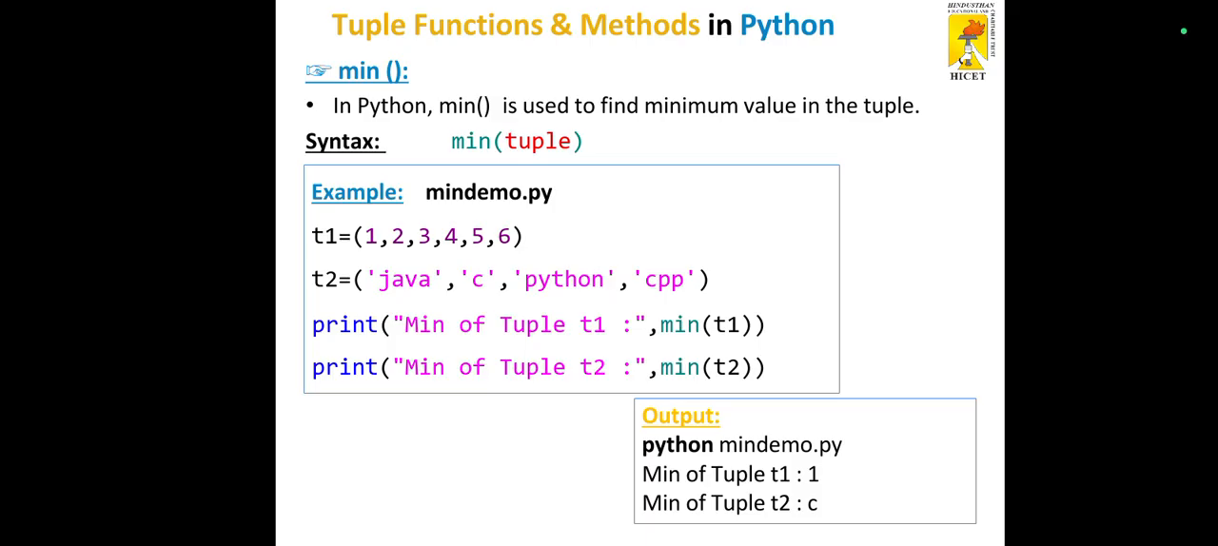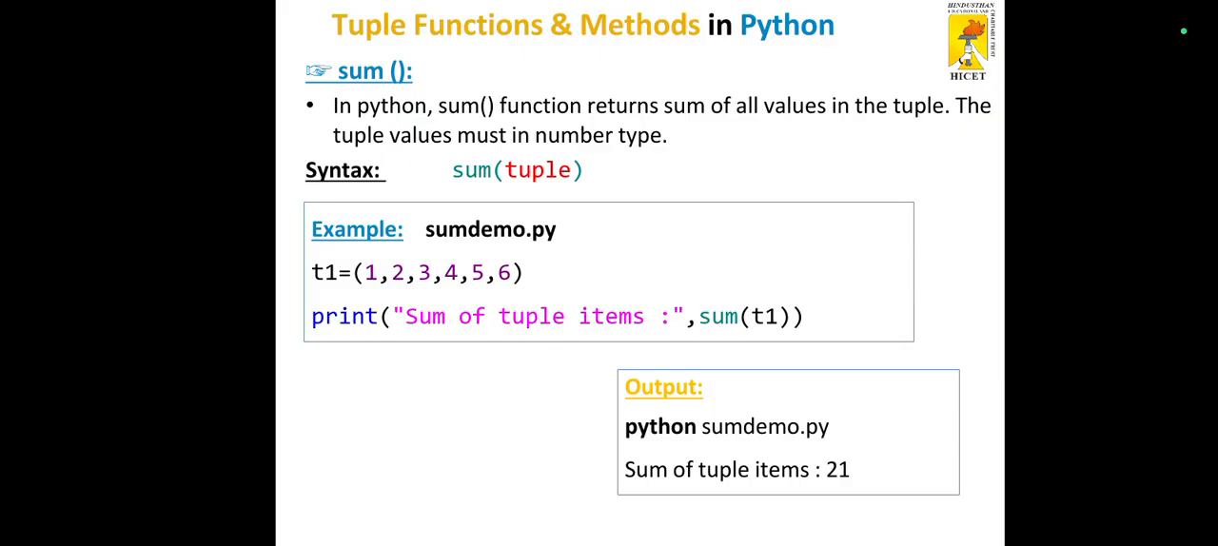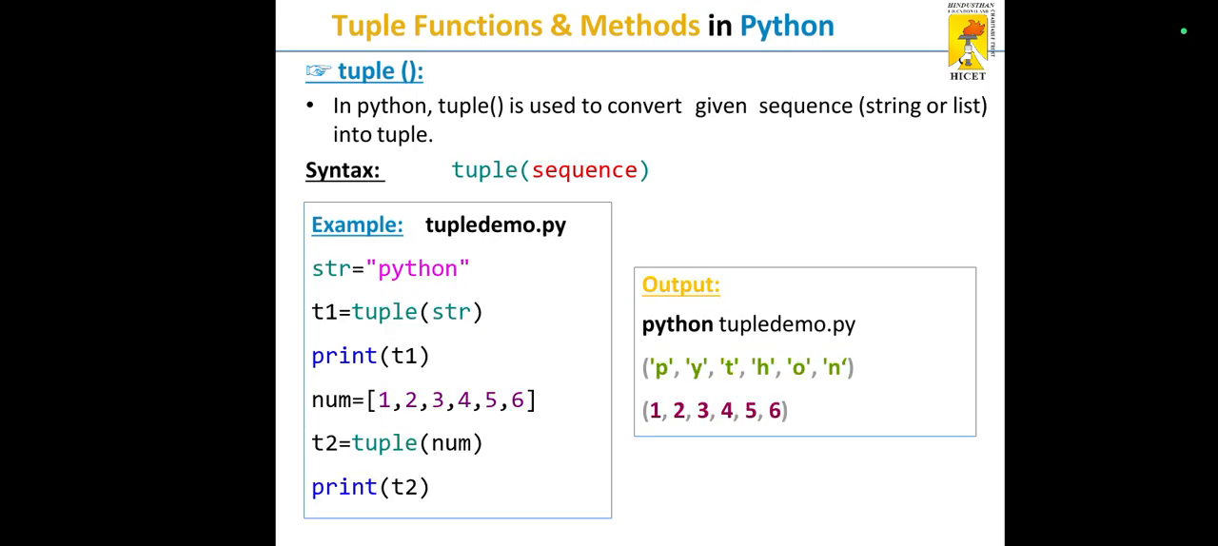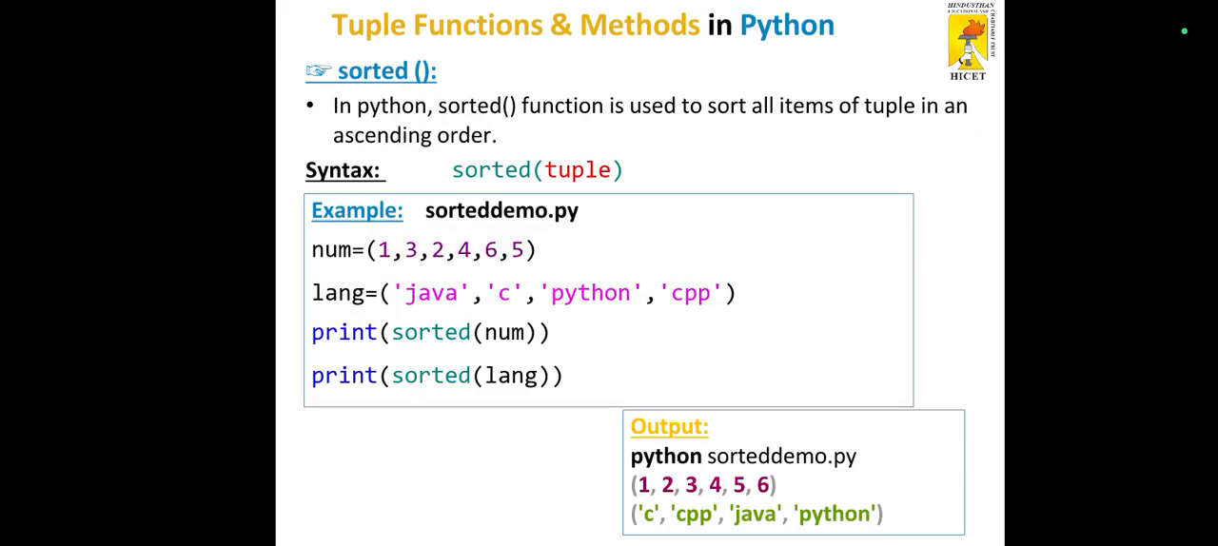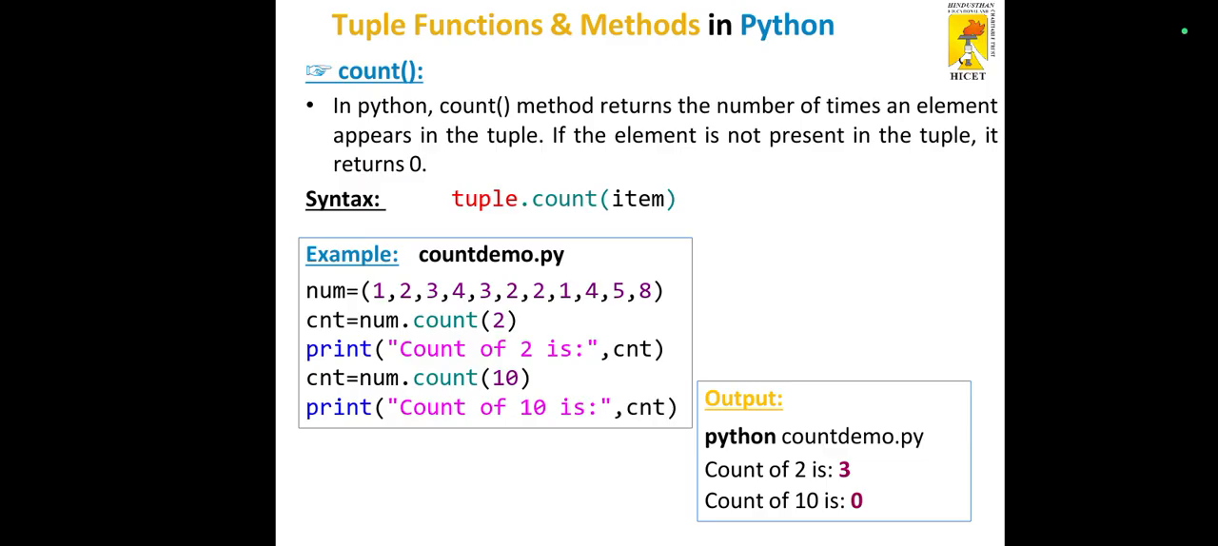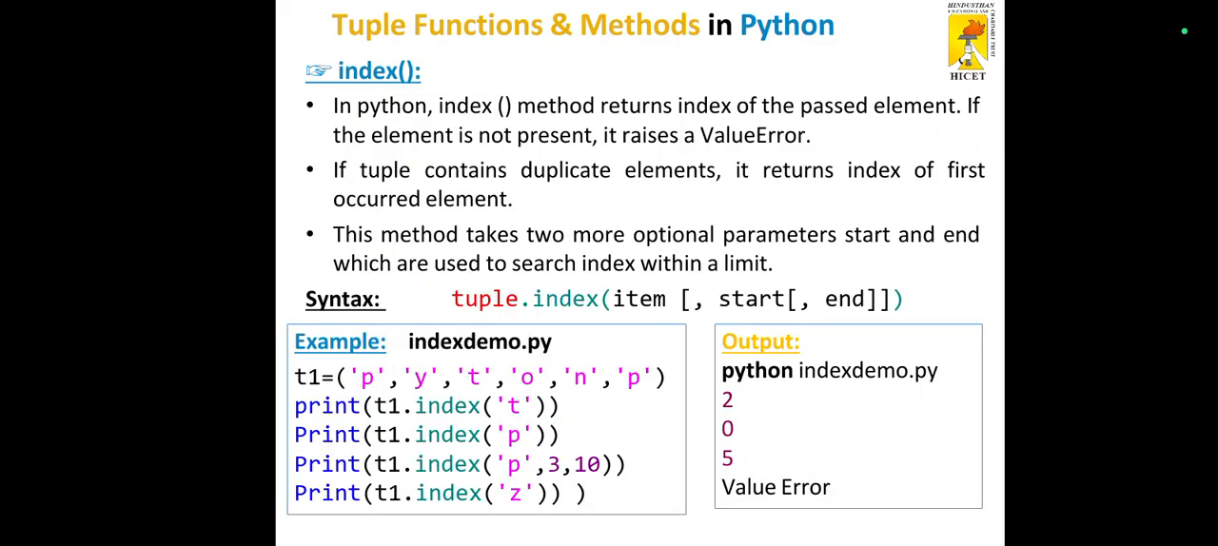For T2 the minimum value is C. Sum returns the sum of all the values in the tuple, so we use the keyword sum. For converting a string or list to a tuple, we use tuple as a keyword. Sorted is used to sort all the items of the tuple in ascending order. Count returns the number of times an element appears in the tuple. Index is the method that returns the index of the passed element. If the element is not present, it raises a value error.